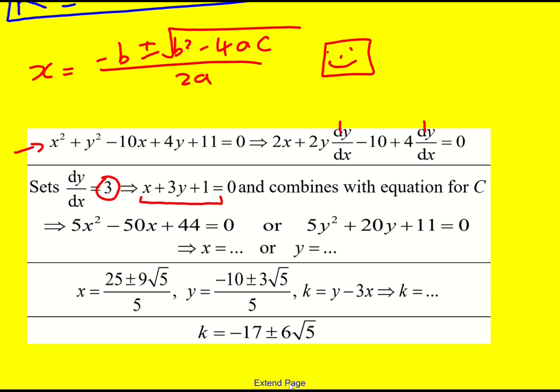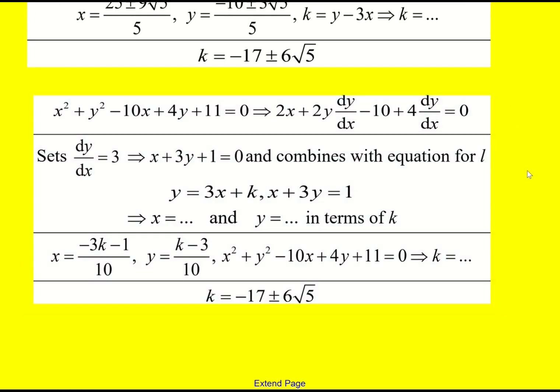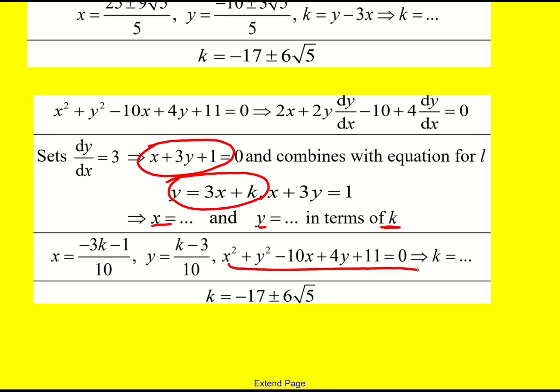Even more complicated is to do exactly the same thing with implicit differentiation, but instead of combining this equation with the circle, combine it with the tangent. That gives you a solution for x and y in terms of k, which you then put back into the circle, and then you can work out what k is from there. Okay, that's another possibility.